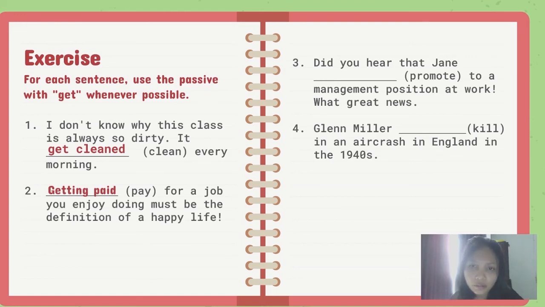Number 3: did you hear that Jane blank to a management position at work? What great news! The correct answer is got promoted. And the last: blank been left blank in a car crash in England in the 1940s. The correct answer is got killed.